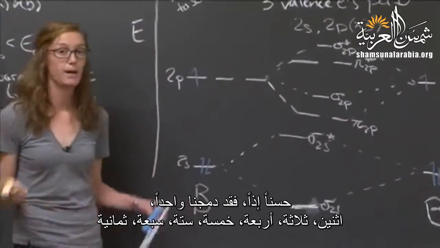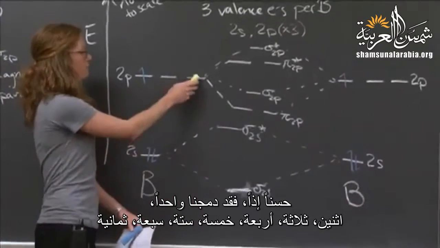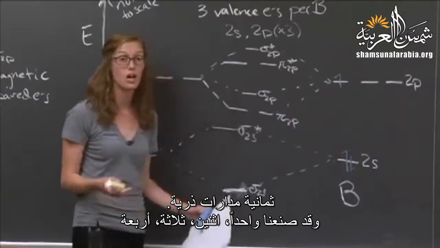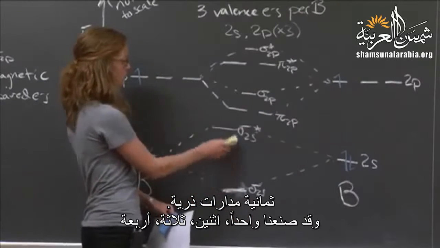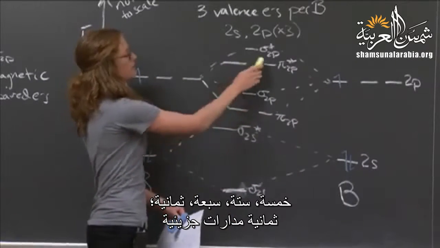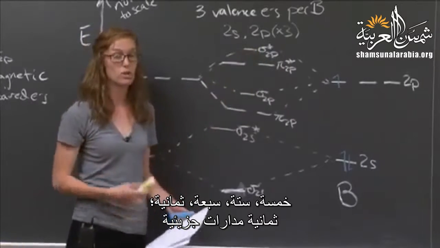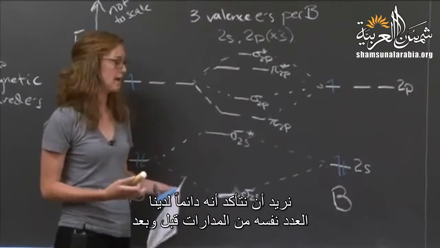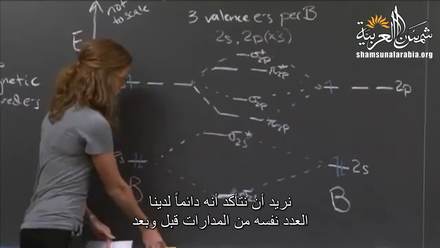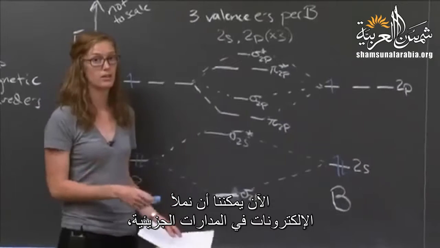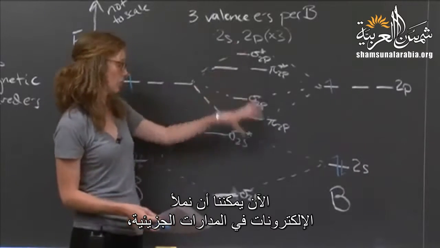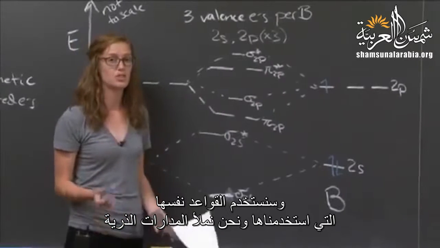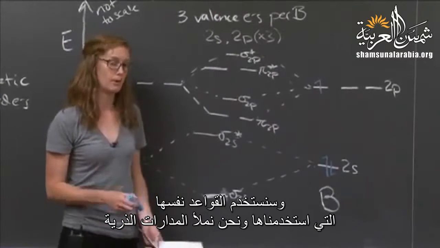Okay, so we combined 1, 2, 3, 4, 5, 6, 7, 8 atomic orbitals, and we made 1, 2, 3, 4, 5, 6, 7, 8 molecular orbitals. We want to make sure we always have the same number of orbitals before and after. So now we can fill in the electrons into the molecular orbitals. That's these in the middle here. And we use the same rules as we do when we're filling atomic orbitals.